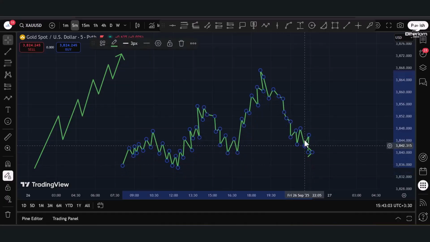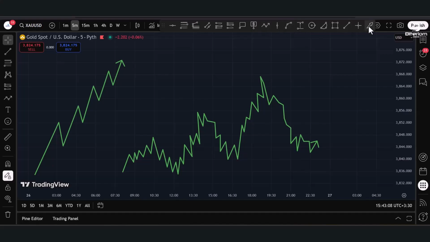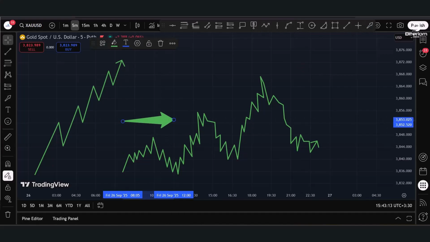First, let's go over these two, market structure and break of structure. For now, I won't go to the chart. I'll draw it for you here and explain. Imagine I have an uptrend like this. Let's make it a bit more advanced.